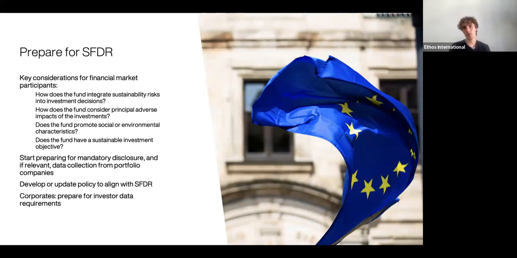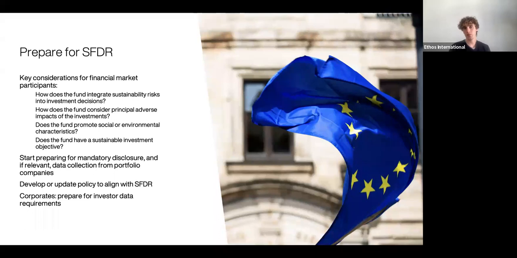So it's good to think about: how does this fund integrate sustainability risks into investment decisions? How does the fund consider principal adverse impact, so the list of indicators that we had earlier? Does the fund promote any social or environmental characteristics, and how does it do that? And lastly, does the fund have a sustainable investment objective, and what is that objective?